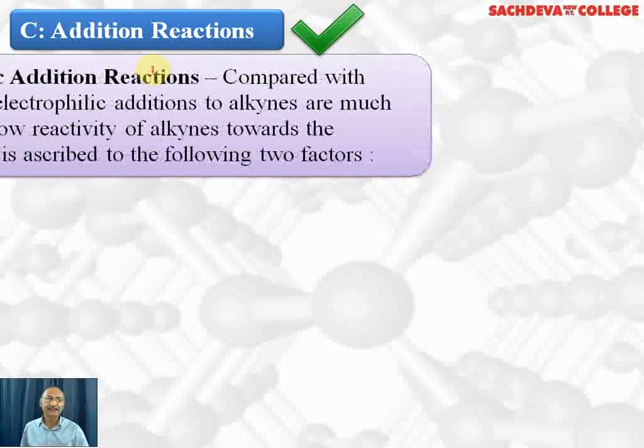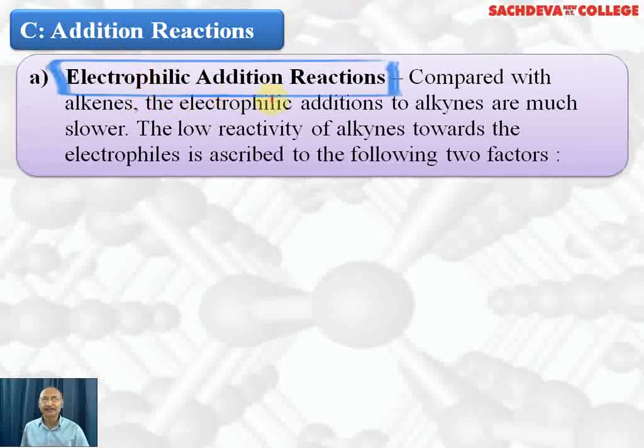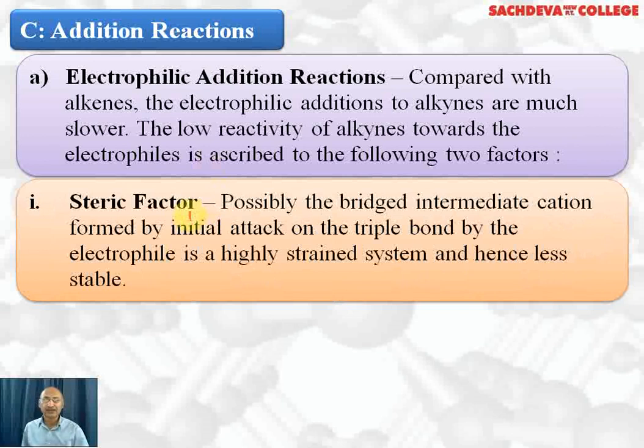Next we are taking addition reactions. Electrophilic addition reactions. Compared with alkenes, the electrophilic addition reactions to alkynes are much slower. The low reactivity of alkynes towards the electrophile is ascribed to the following two factors. The first one is the steric factor. Possibly the bridged intermediate cation formed by the initial attack on the triple bond by the electrophile is highly strained and hence unstable, and unstable means it will not be formed readily.